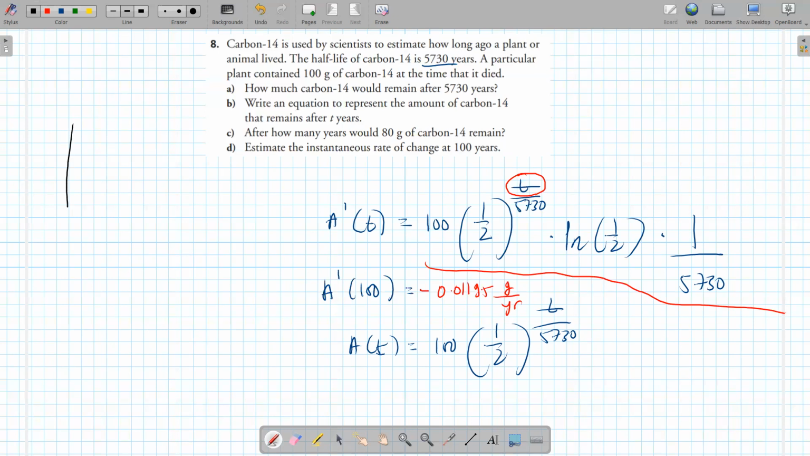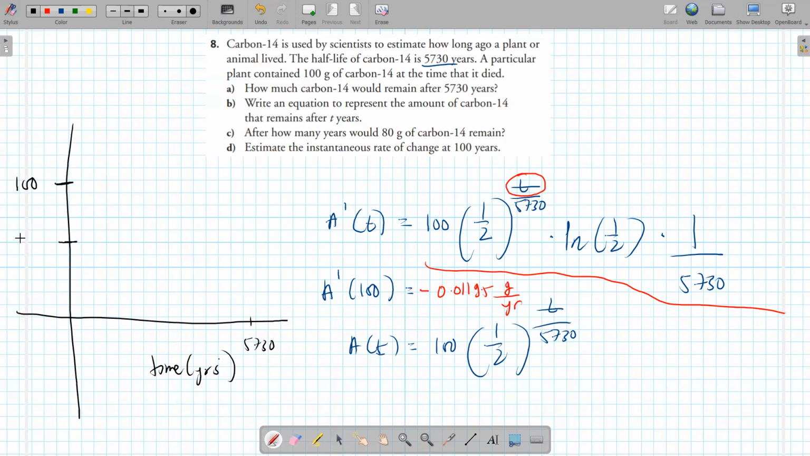If you want to sketch this, on the x-axis we have time in years. The half-life is 5730. Initially, we started off with 100 grams, right? After 5730 years, how many grams do we have left? 50. So this is our starting point, and we know after 5730 we'll have 50. That's how it's going to look. And this is an exponential function. The b value is less than 1. That means it's going to be an exponential decay like this.